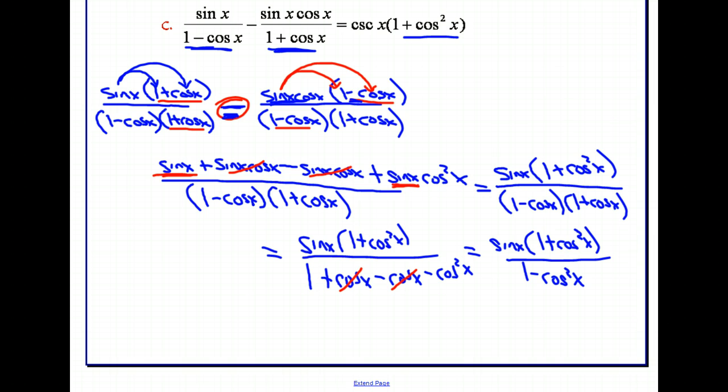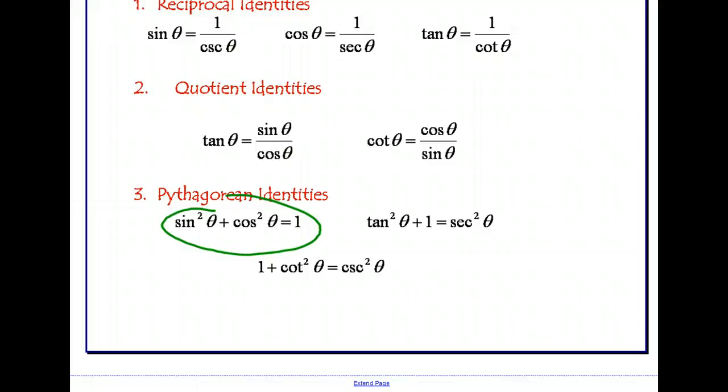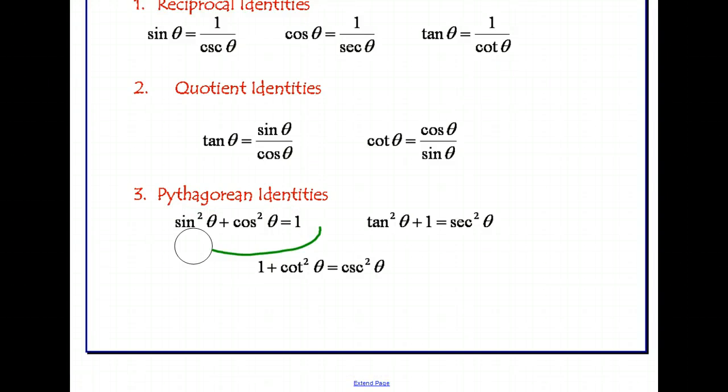And all sorts of good algebra going on here. One thing to realize is I can't cancel out the cosines or something like that, because I've got this whole term, 1 plus cosine squared, or 1 minus cosine squared. So it's got to be a perfect match to cancel out, and I can't do that. Instead, I take a look back at the Pythagorean identities, and I'm looking at the bottom of my fraction. I'm looking at this identity again, and I realize if I subtract cosine squared from both sides, then sine squared is 1 minus cosine squared. So that was the bottom of the fraction. 1 minus cosine squared is the same thing as sine squared.